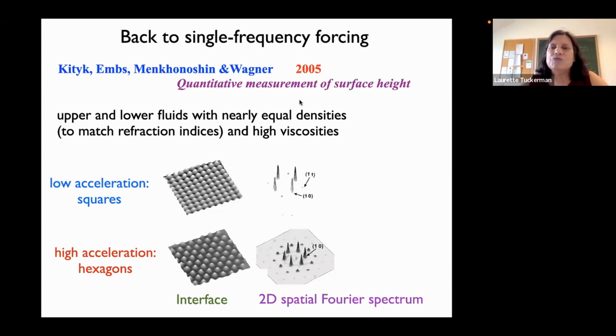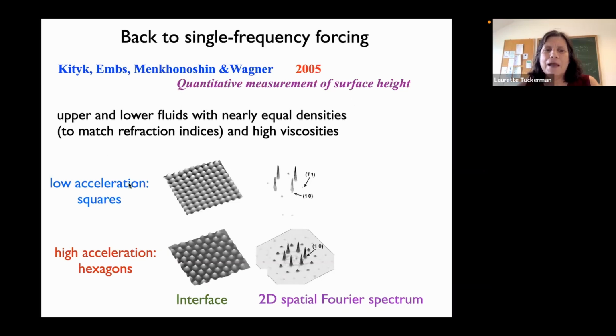Now his measurement method required the upper and lower fluids to have nearly equal densities to match their refraction indices, and high viscosities. Since then, other groups have invented methods to do this. There's Frédéric Moisy's group in Orsay. There's Philippe Petitjean's group where I am. Are there more? I mean, I have a French perspective. Are there other experimental methods for measuring surface height so well? No, nobody has anything to say.